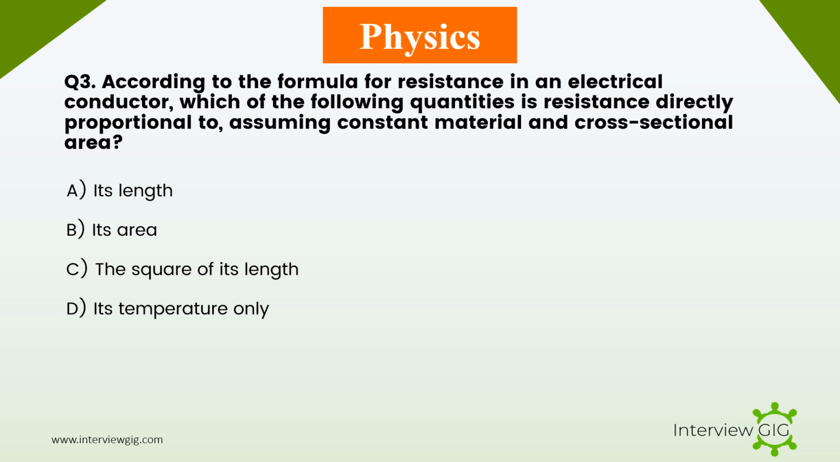Next question. According to the formula for resistance in an electrical conductor, which of the following quantities is resistance directly proportional to, assuming constant material and cross-sectional area? Options. A its length. B its area. C the square of its length. D its temperature only. Answer A its length.